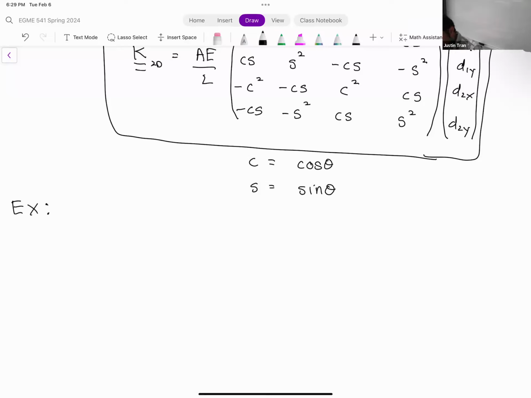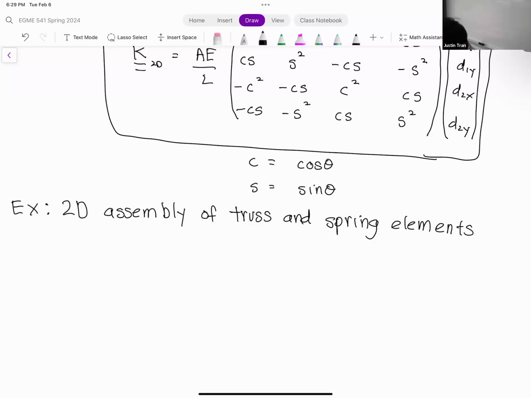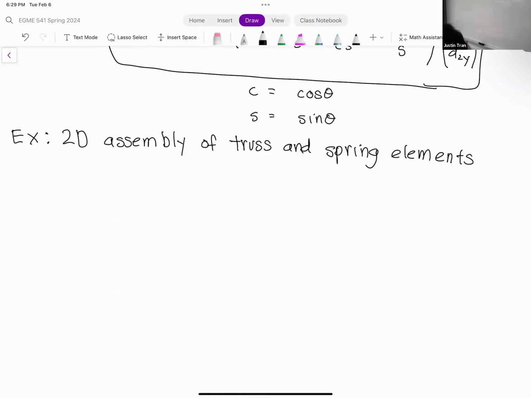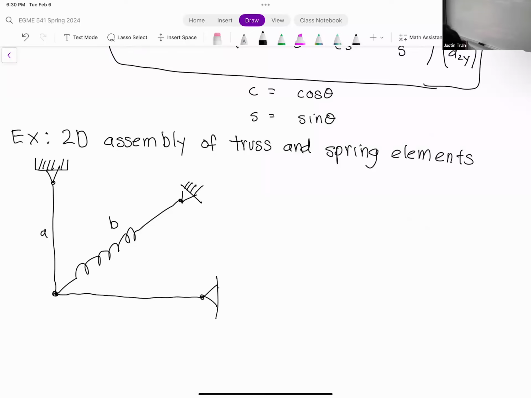Okay. So in this example right here, we have a 2D structure, or 2D assembly of truss and spring elements. Okay. And so we have two truss elements and one spring element. All right, so this will be element A. Element A will be a truss element. This would be element B. Element B is a spring element. And element C will be a truss element. Okay, so we have three structural elements, and they're all converging on the same point.